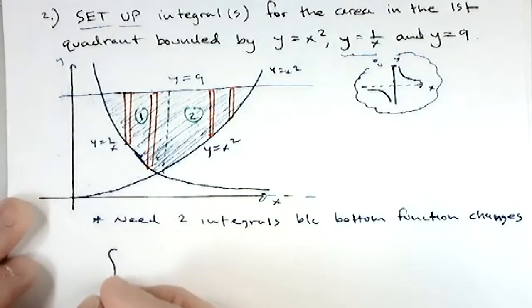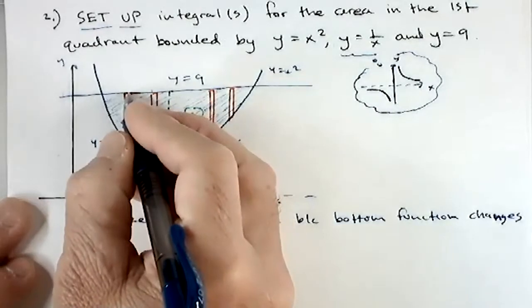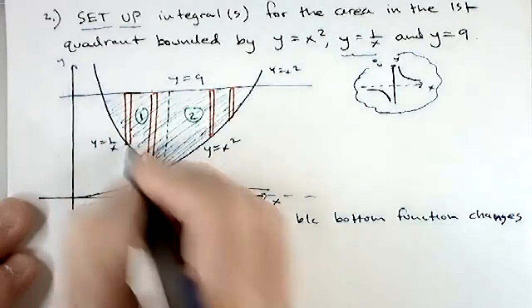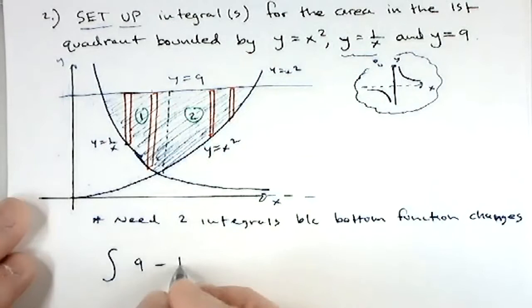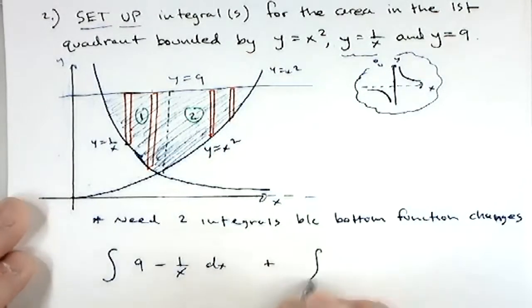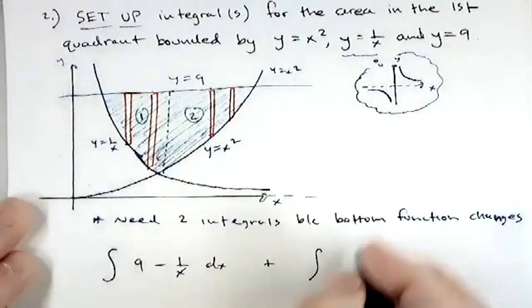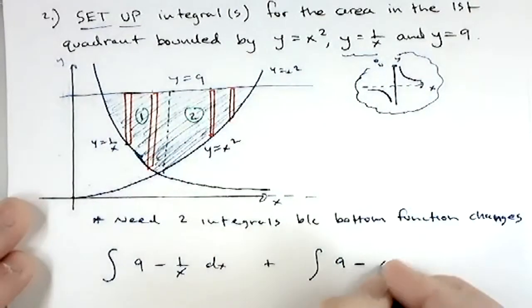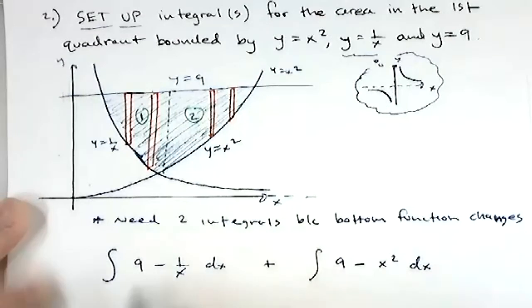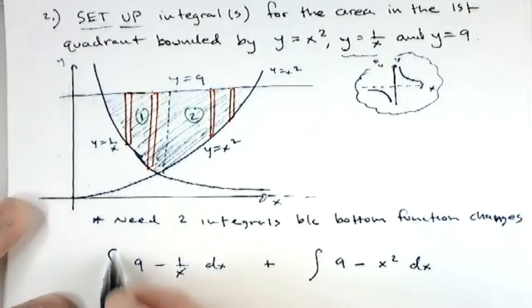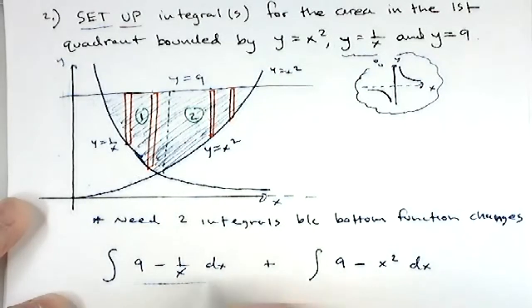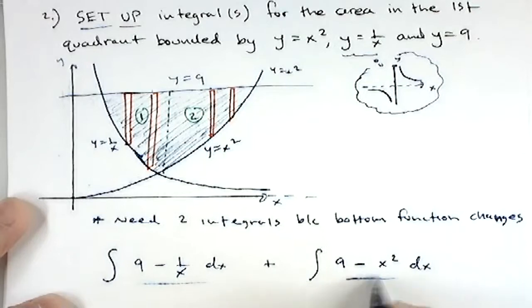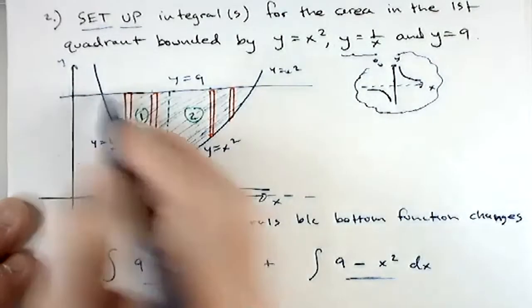One of the integrals, my top function would be 9. My bottom function would be 1 over x. So it'd be 9 minus 1 over x, top minus bottom. And the second integral, top function is still 9, but my bottom function is x squared. Now, what do I need to be complete here? I need to tell the integral where it should start adding these rectangles up, and when it should finish. So I need to know some points here, right?